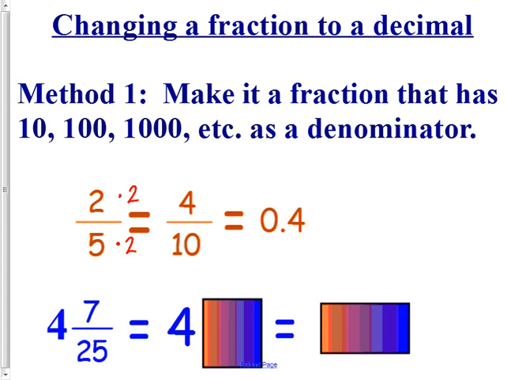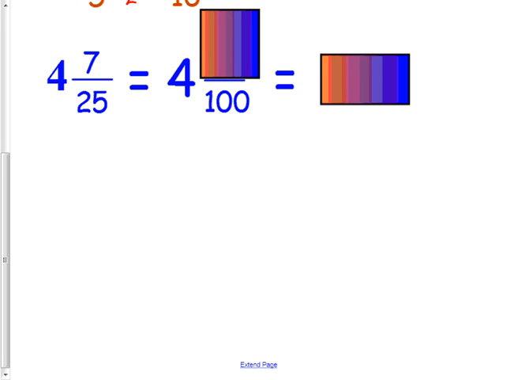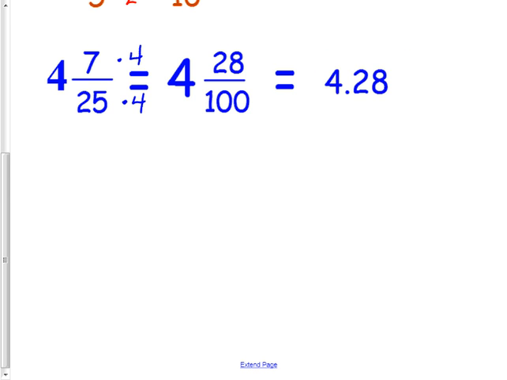Looking at another example, 4 and 7/25. When we look at that one, can we multiply 25 by anything to get 100? No. Or to get 10? No. But we can multiply it by something to get a 100. We can do 25 times 4 to get 100 and 7 times 4, which is going to give us 4 and 28 hundredths. And we can then change that to a decimal, 4 and 28 hundredths.